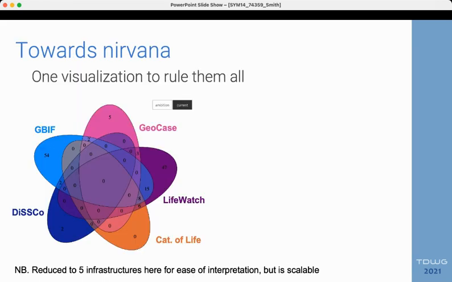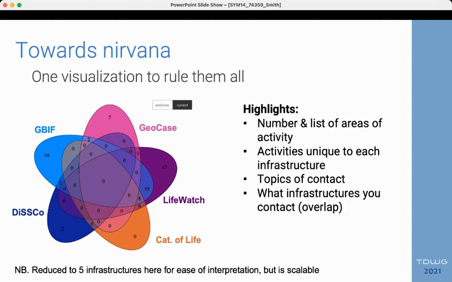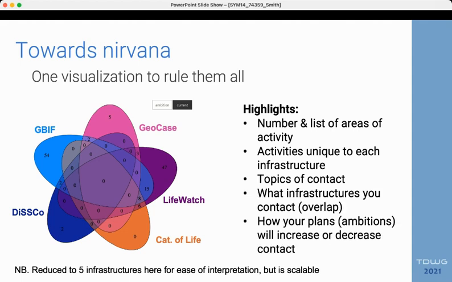And then our overall aim was some really straightforward visualization that would explain what these infrastructures are doing. And that's what we're trying, I think, what we're getting to here. So let me just run through this. Each of these concentric circles represents a different infrastructure. They show the number of different areas of activity that are unique to each infrastructure, where they contact, with whom they contact, and also how ambitions will change that pattern.